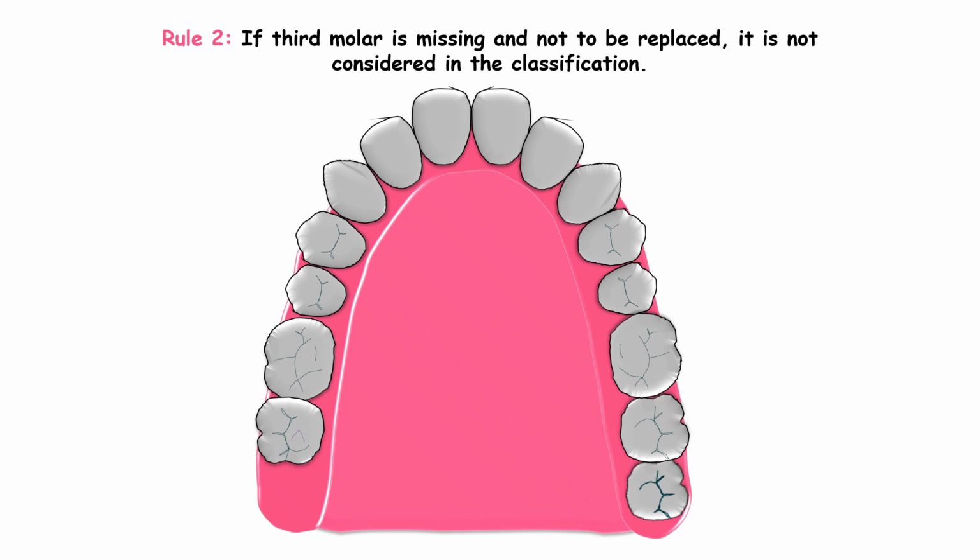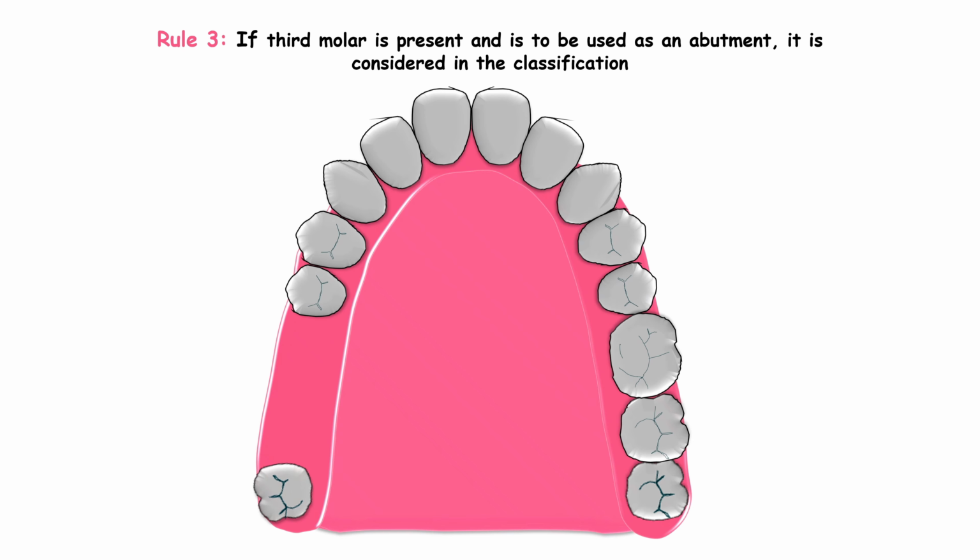Rule 2 states that if third molar is missing and not to be replaced, it is not considered in classification. If a patient has a missing third molar and doesn't plan to replace it with a partial denture, then you can ignore that space. Rule 3 states that if third molar is present and it is to be used as an abutment, it is considered in classification. If a third molar is a sound tooth, then it will be used to support the denture. So it is considered in classification as per Rule 3.